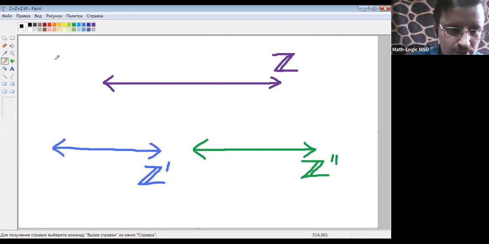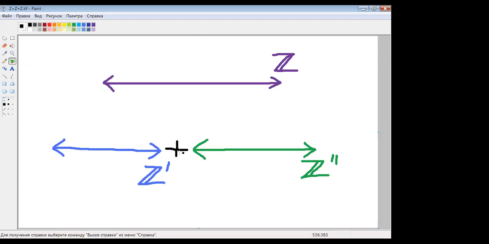So here below we have Z plus Z. Can you see this picture? Yes, yes, yes.